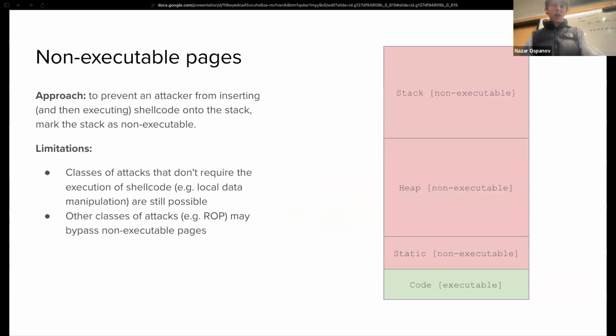So now the final class is non-executable pages. Eventually someone realized that, hold on a second, why would I let people both execute and write in places of the memory, right? Because let's say we have the code, right? It makes sense that we can execute the code because if I have a Python program or a C program, I'm going to want to be able to execute the code. But that shouldn't be writable.